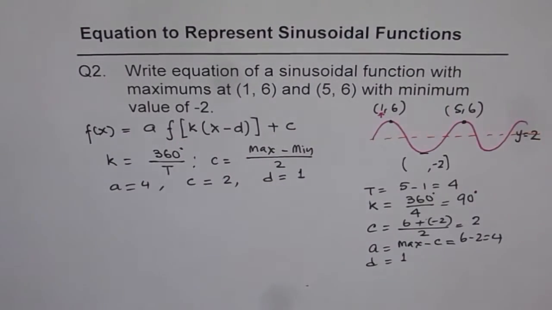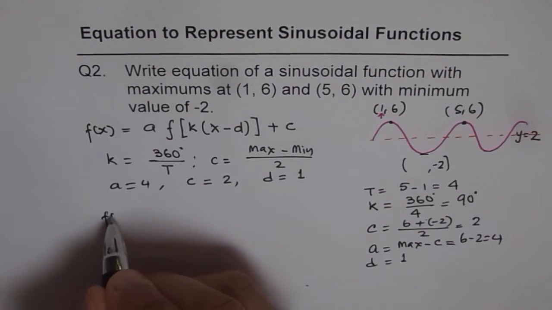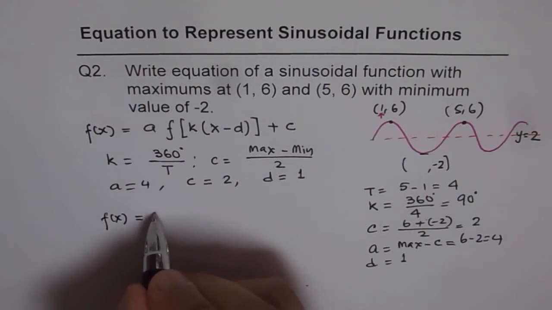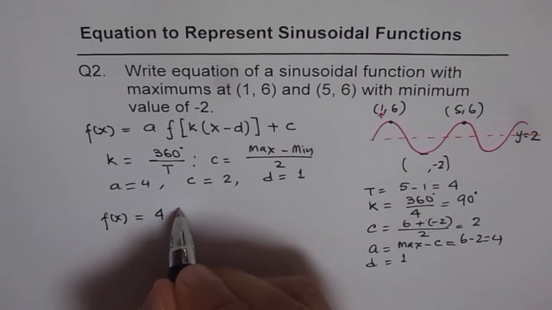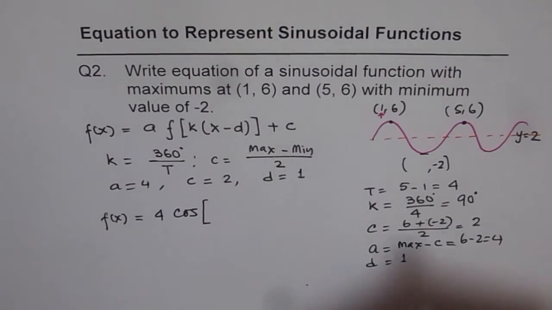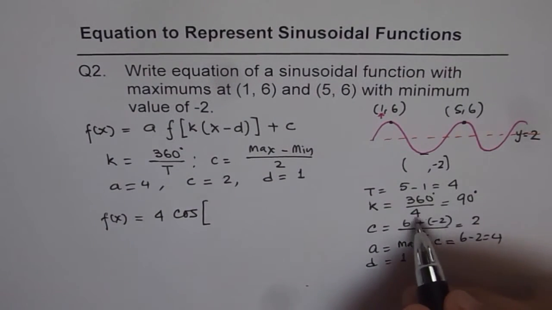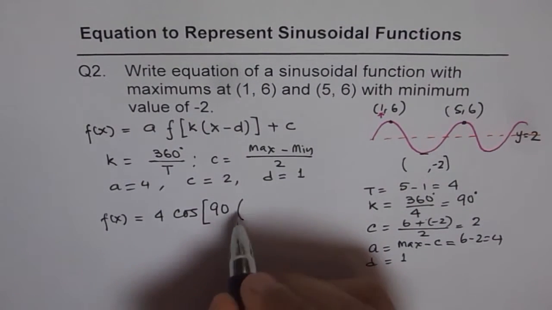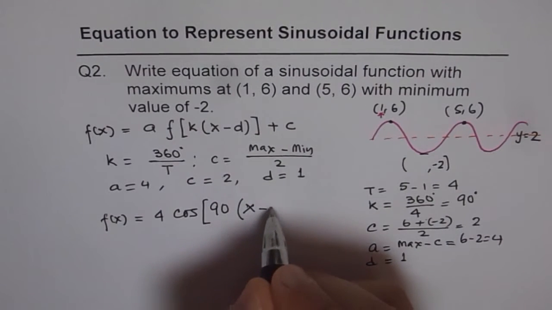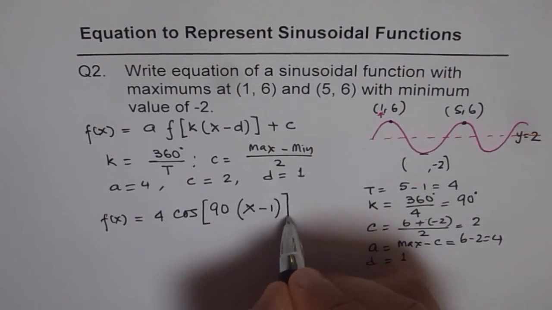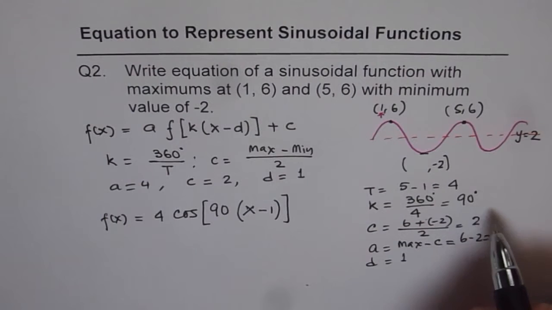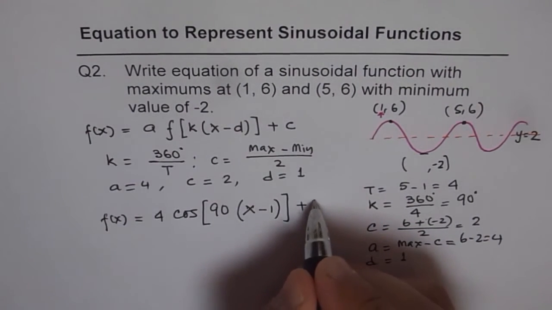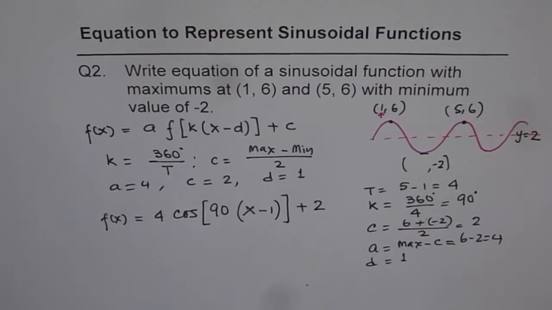That gives us the equation, and we can write f(x), the function, as equal to 4 times cosine, we are using the cosine function now, and the k value is 90, 360 divided by 4, so that is 90, times (x minus 1), plus c, and c is 2 for us, plus 2. So that is how we can get the equation from the given data.